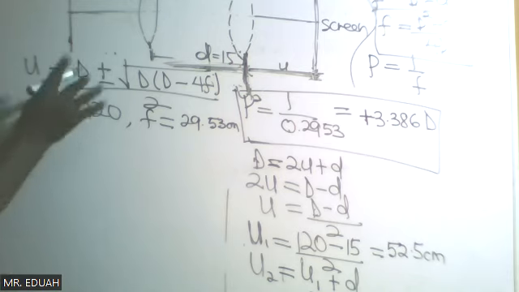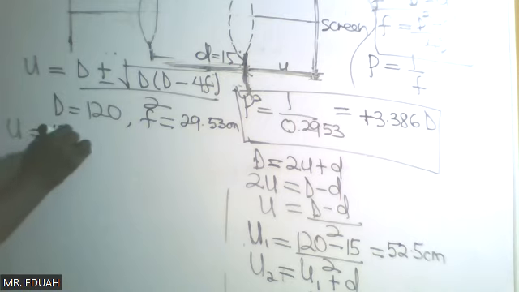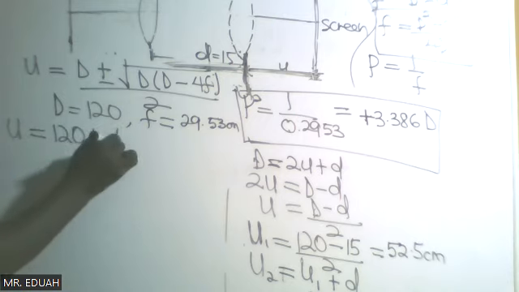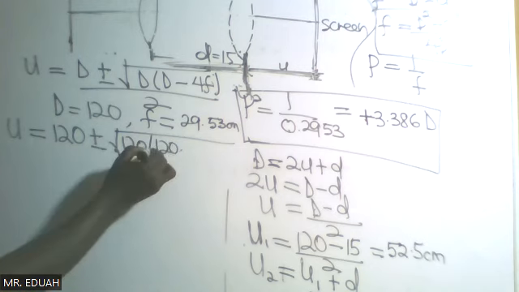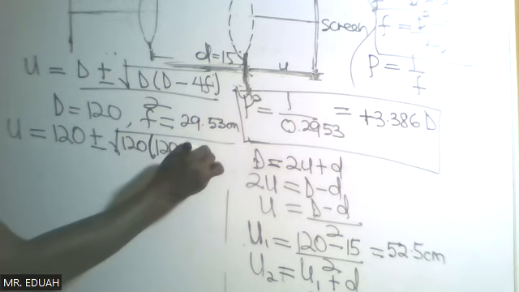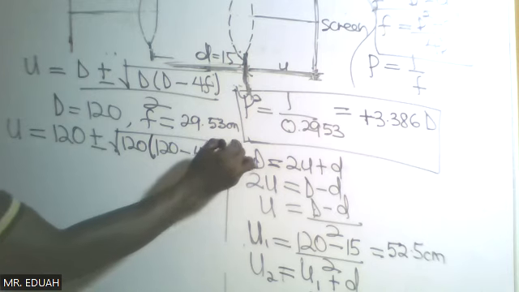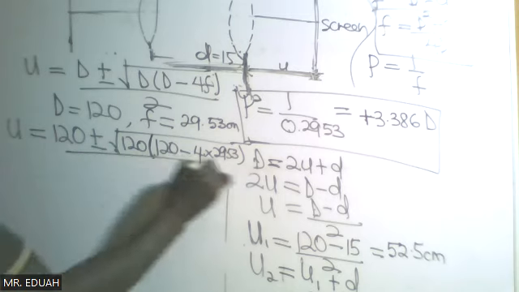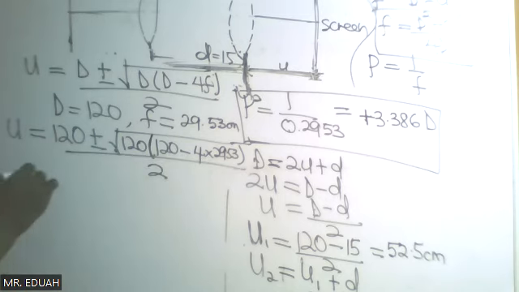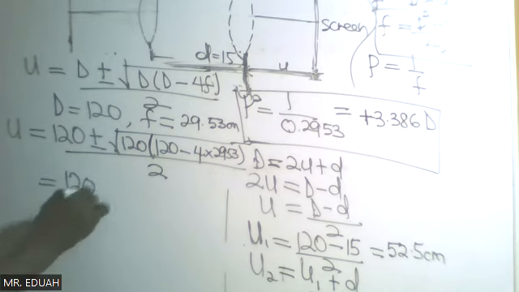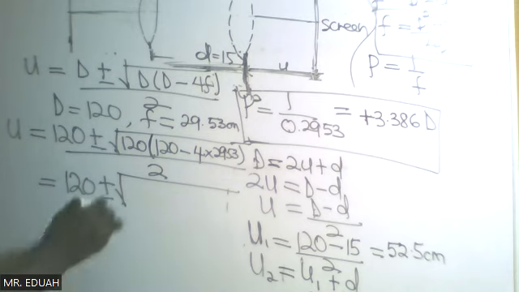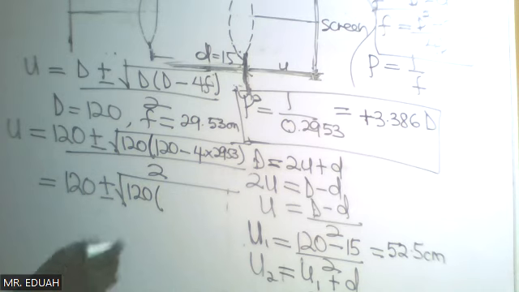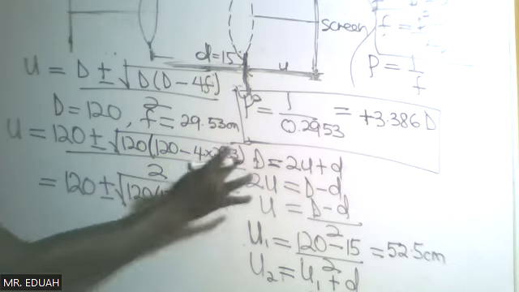So if you use this, u would be equal to 120 plus or minus the square root of 120 times 120, bracket open, 120 minus 4 times 29.53, then you close the bracket, all divided by 2. So multiply 4 by 29.53. 4 times 29.53.